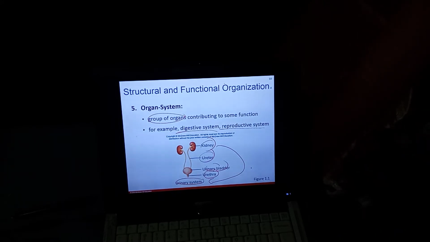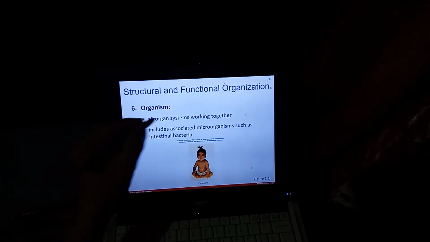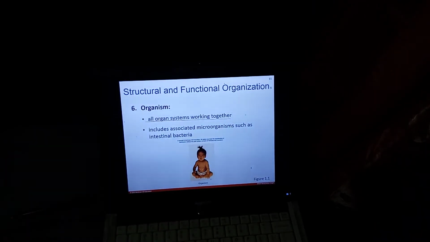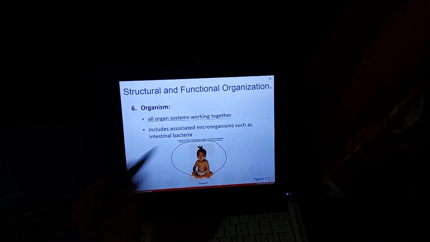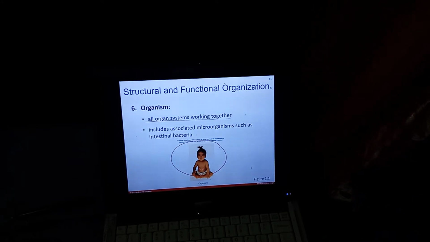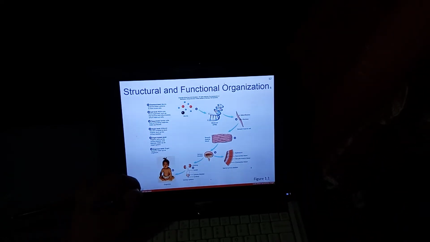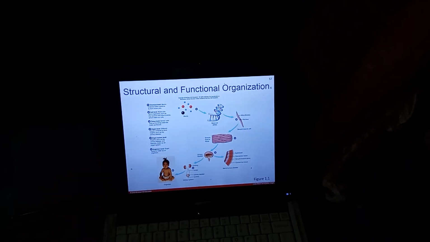And then level number six is your organism, of course. All organ systems, when they work together, form this particular beautiful organism. So that is the structural and functional organization. Let's take a look at this particular figure. That is a very common figure used in anatomy books.